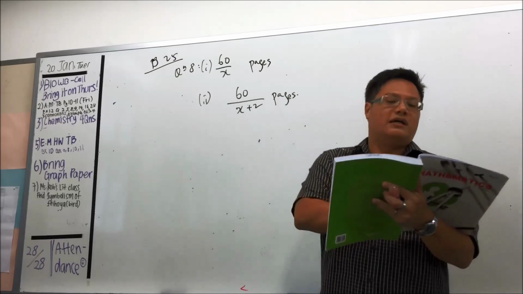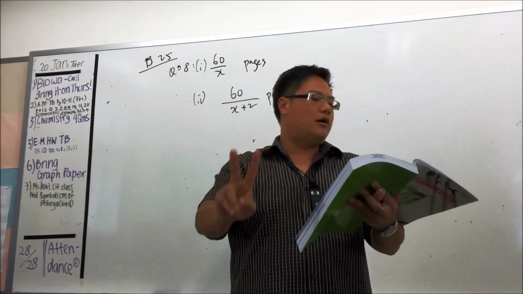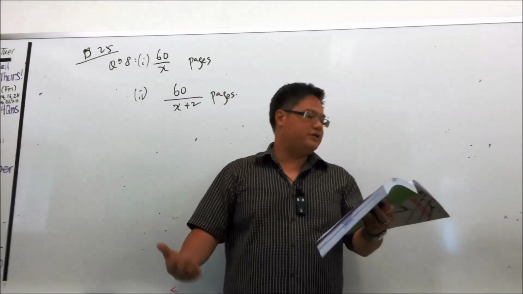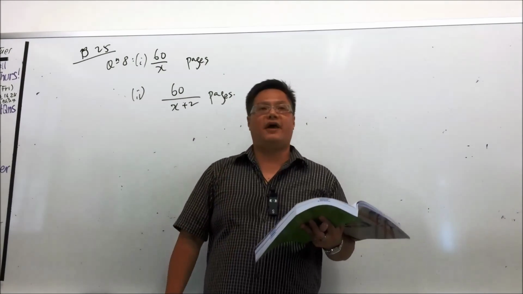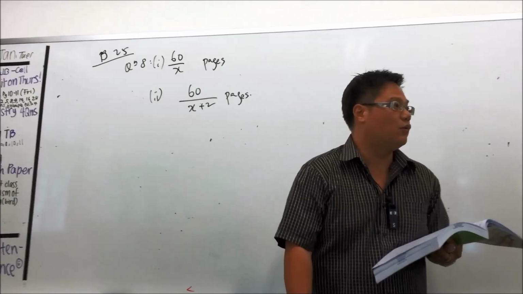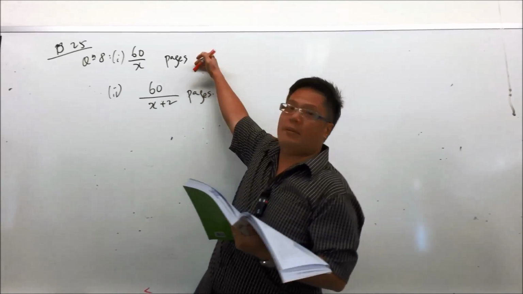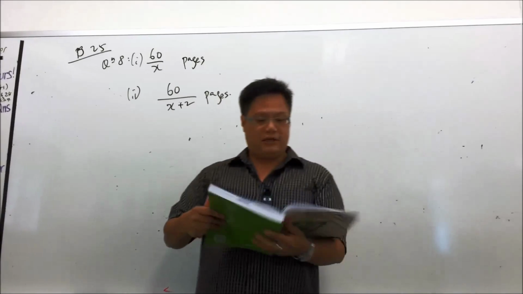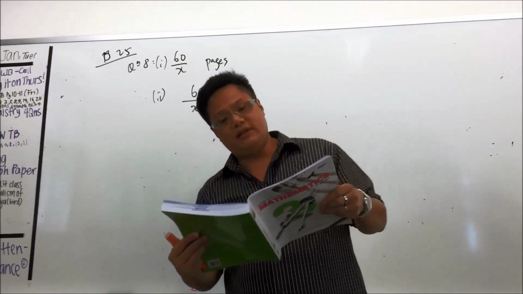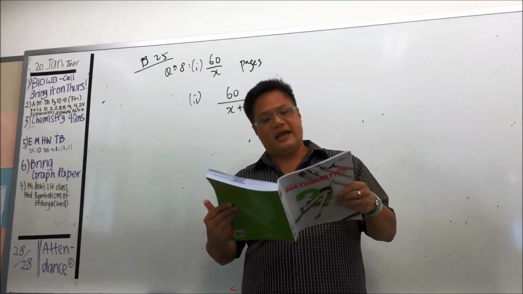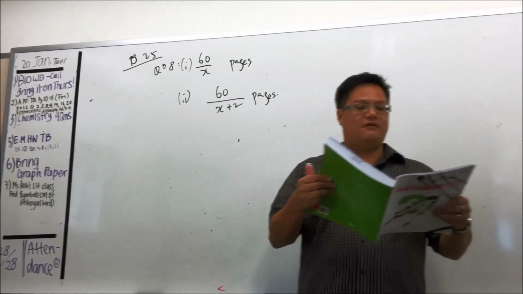So for part 2, given that printer B takes 2 minutes longer than printer A to print the 60 pages, write down in terms of X for printer B, how many pages can it print in 1 minute? So it will be 60 over X plus 2 pages. So always remember, write down units. Okay, that is important.